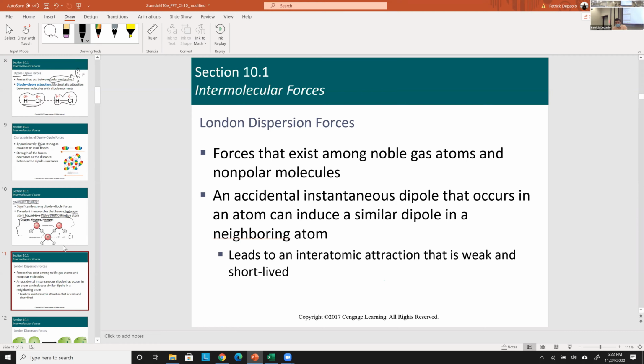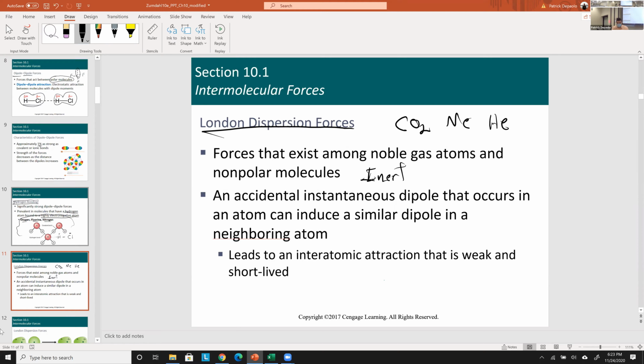You have these London dispersion forces, and they exist between noble gases and nonpolar molecules, meaning anything that's inert, that doesn't want to react with anything, such as CO2, neon, helium. Remember we talked about how, based on the molecular orbital diagram with the arrows going up, Ne2 and He2 would never form a molecule together. That's because they don't want to interact with anything, and they're inert. So they're still going to have a force. This force is called London dispersion.